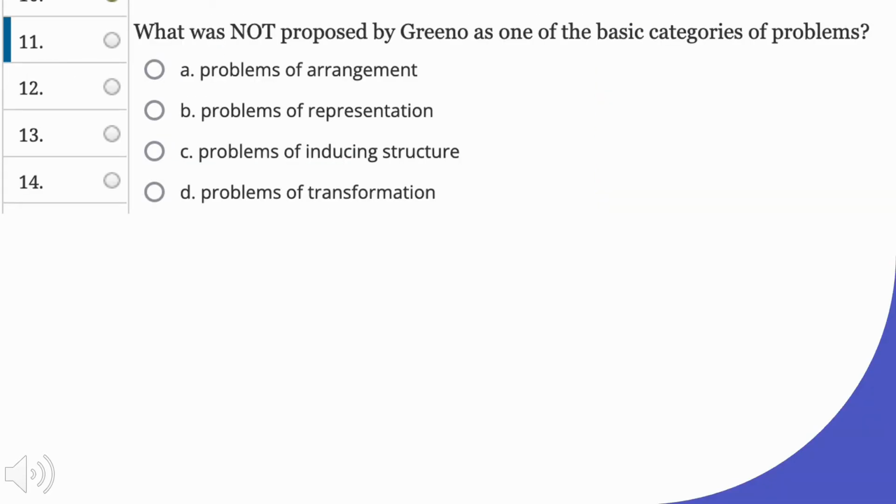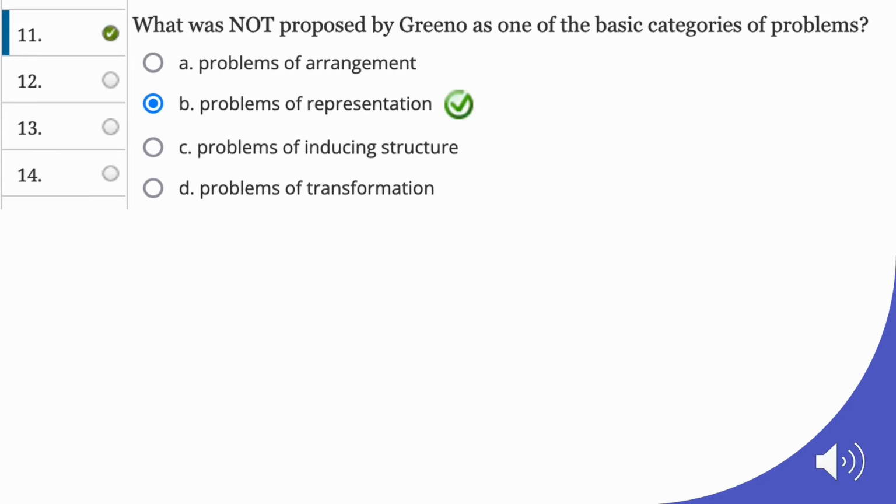Question 11. What was not proposed by Greenough as one of the basic categories of problems? A. Problems of arrangement. B. Problems of representation. C. Problems of inducing structure. D. Problems of transformation. It's B. Problems of representation. The others are categories of problems that Greenough came up with.